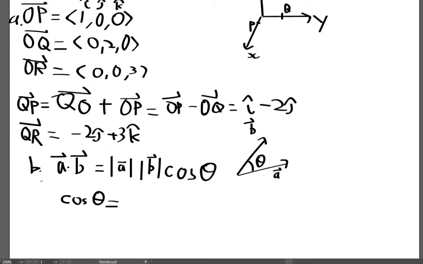So let's write this as QP first. QP dot QR, divided by the length, because we want to divide both sides by the length, just to make it into the form of cosine theta equals. So this will be the length of QP multiplied by the length of QR.